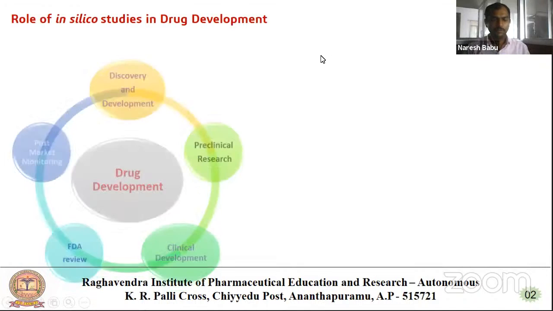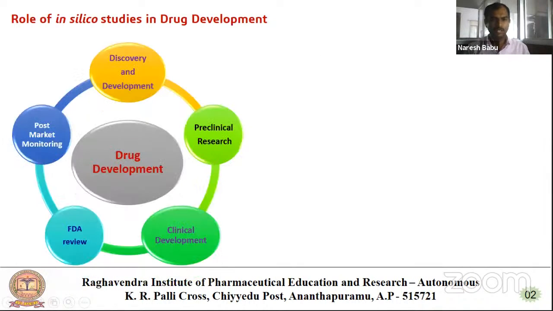If you observe the drug development in the broad area of drug discovery, the discovery and development mainly involve preclinical research, clinical development, FDA review, and post-marketing monitoring. Many computational methods are available and complement one another and may be combined to rationalize the drug discovery process. Most of the computational methods are complementary to one another to get complete information about the small molecule data.